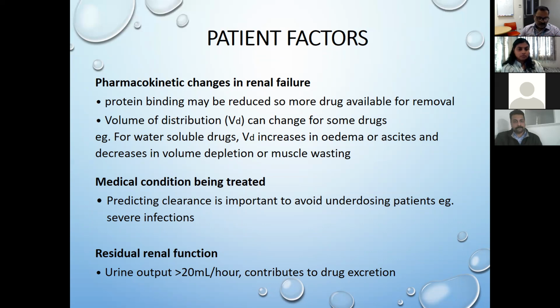Another patient factor is the medical condition being treated. Predicting clearance is important to avoid overdosing patients, such as in a severe infection where you're wanting to make sure you've got therapeutic antibiotic levels. Residual renal function, so urine output greater than 20 ml per hour, for example, may contribute to drug excretion as well. So we have to take this into account if you've got a person that has still got some remaining renal function in addition to the dialysis clearance.